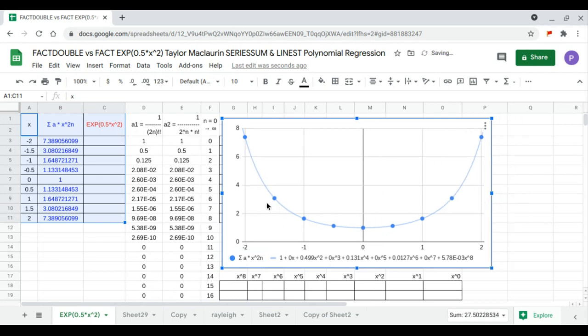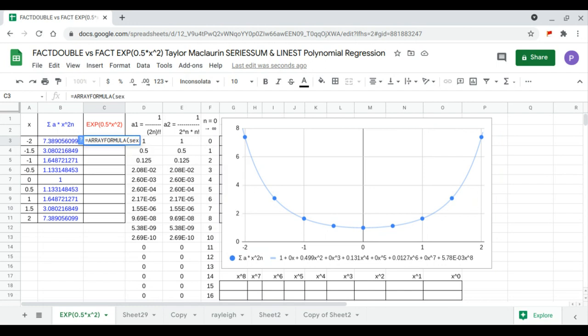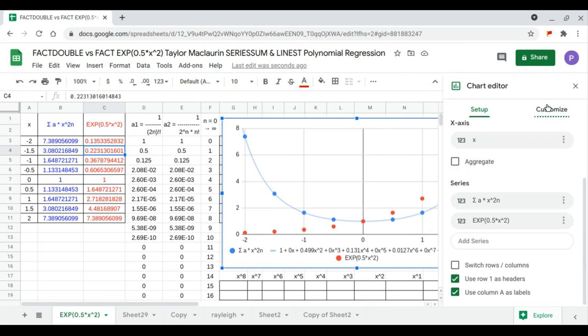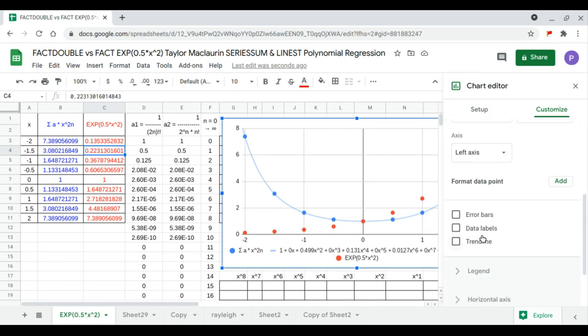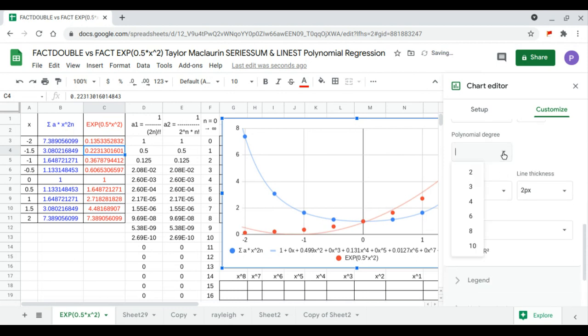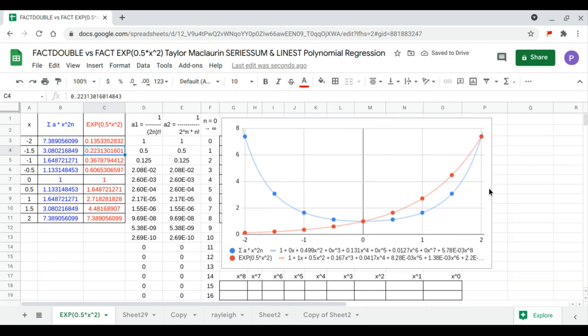Next, we continue with the exponential function, which is equal to array formula. We start with the exponential function of the x values. And we show the equation. Series, trend line, polynomial to the 8th degree. Use the equation. And here you have the trend line polynomial.